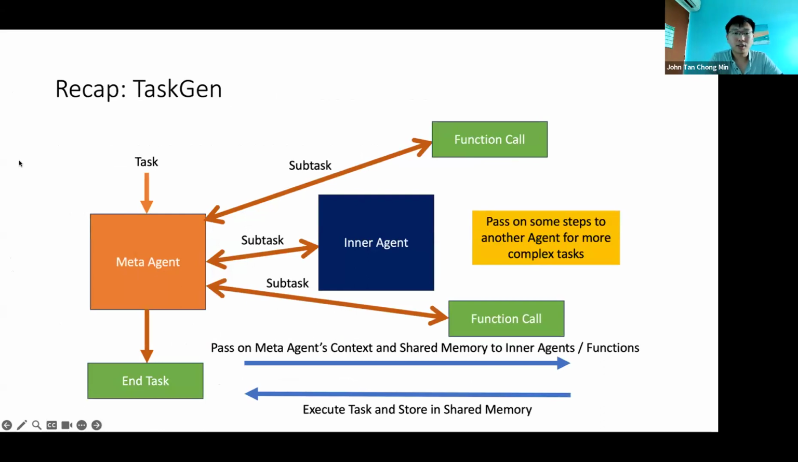So this is the recap for TaskGen. Again, we have a task here. It goes into the meta agent. The meta agent splits it into a list of steps. Each step will be done by a function call and returns back here again.